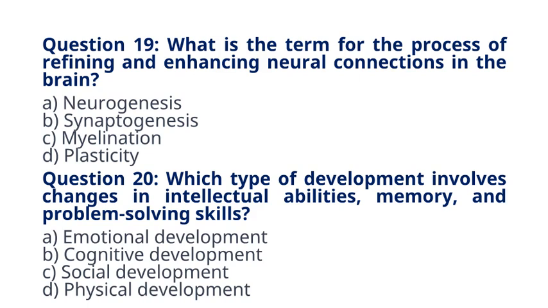Question 20. Which type of development involves changes in intellectual abilities, memory, and problem-solving skills? A. Emotional development. B. Cognitive development. C. Social development. D. Physical development. The correct answer to question 20 is option B. Cognitive development. Explanation: cognitive development involves changes in intellectual abilities, memory, and problem-solving skills.